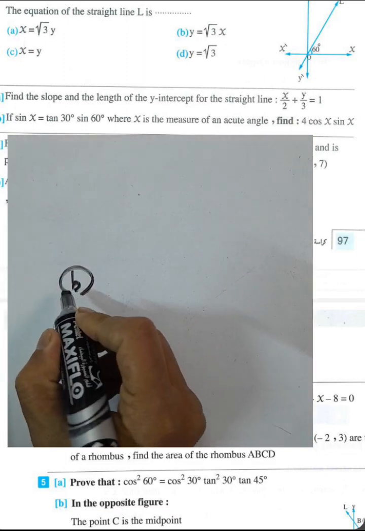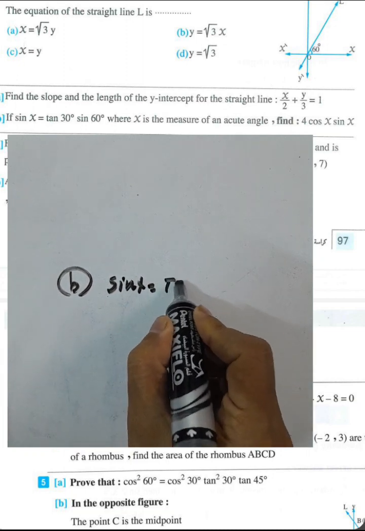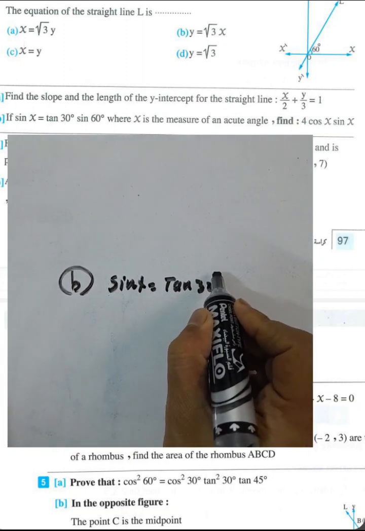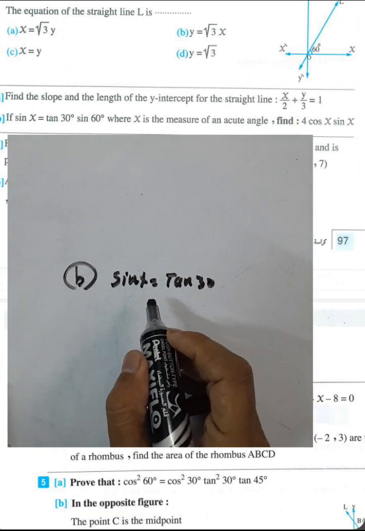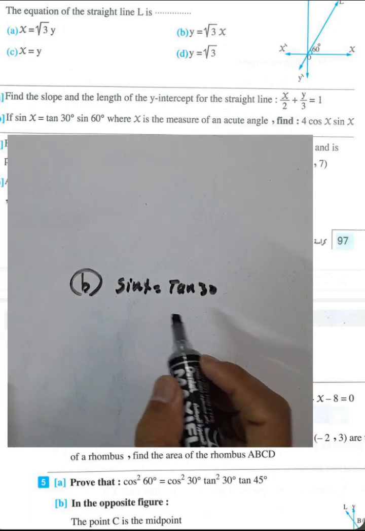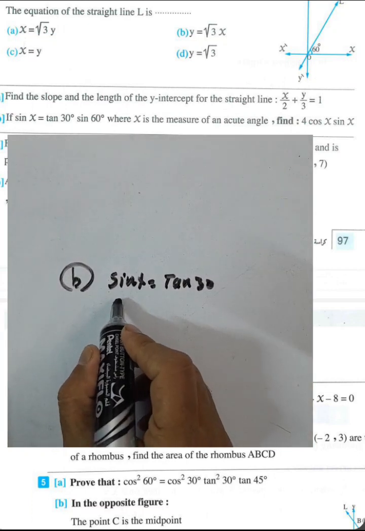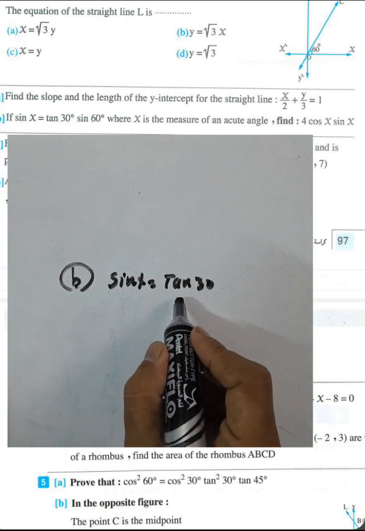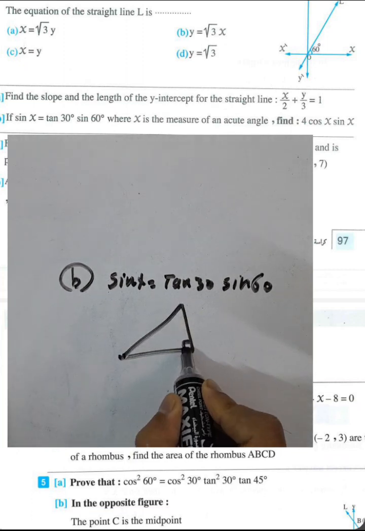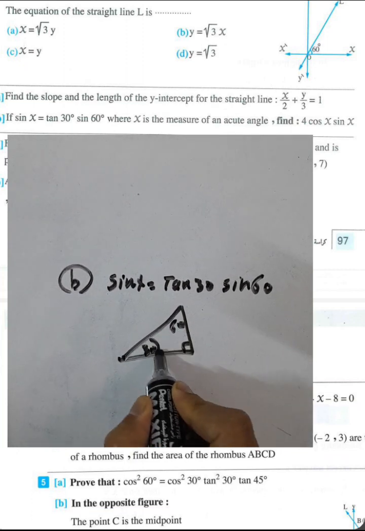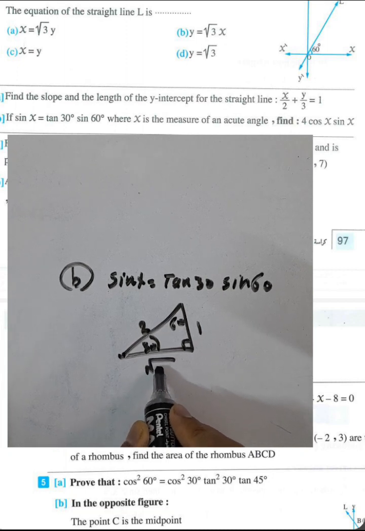Question letter P. If sin x equals tan 30 times sin 60, we can find cosine x times sin x. First step, again, we have sin x equals tan 30 times sin 60. We have a right angle triangle here, 30 degrees and 60, with sides 1, 2, and here root 3.